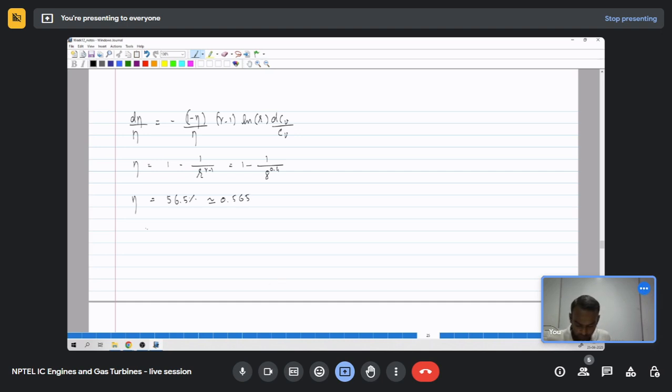And now we can calculate the change in efficiency. This is minus (1 minus 0.565) divided by 0.565 into 0.4 into ln of 8 into dCv by Cv, which is 1.6%. So 1.6% is 1.6 by 100. So can you get this value?